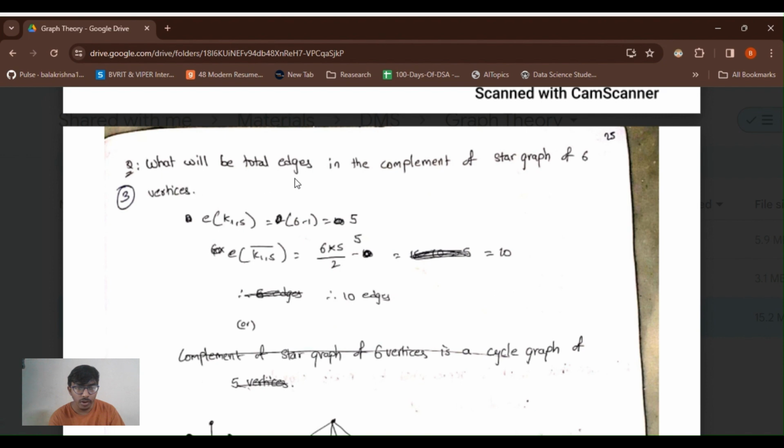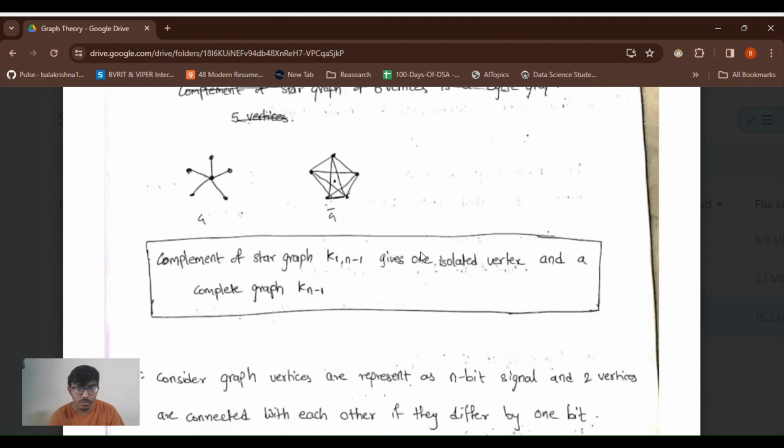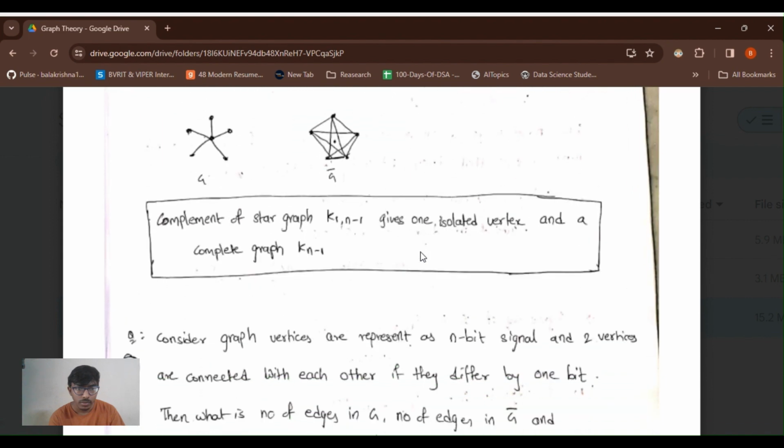So here is the question: what will be the total edges in the complement of a star graph of 6 vertices? So this is the solution. The complement of a star graph gives one isolated vertex and a complete graph K(n-1).